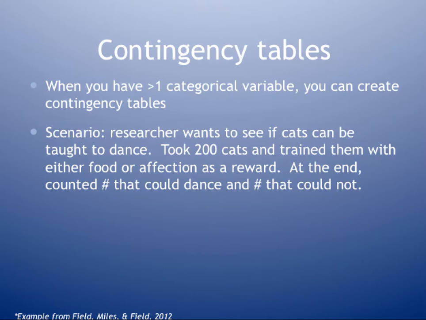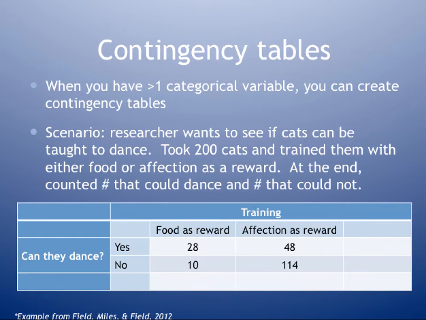So in this scenario, we have a researcher who wants to see if cats can be taught to dance. And they take 200 of them and train them with either a reward of food or affection. And at the end of this training, they counted the number of cats who could dance and those that could not. And they got this table. So when you have a situation like this, you have 2 different variables, can they dance and what their training was, you can create a contingency table. You can do this with basically any kind of categorical data where you have 2 variables or more that are related to one another in this way.